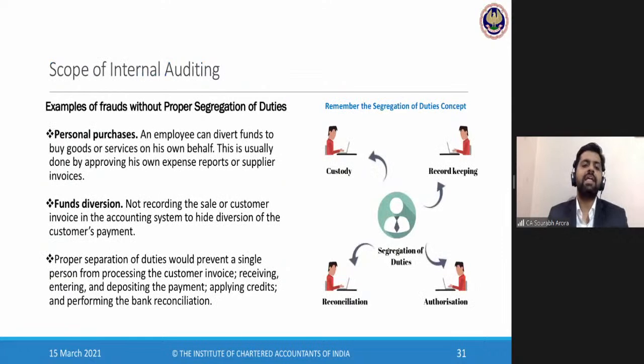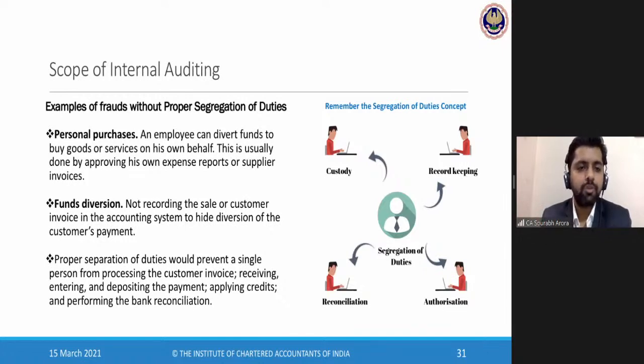Scope of internal auditing, example of frauds without segregation of duties. Please remember the concept of segregation of duties clearly. It would have been discussed in your other lectures of auditing. So segregation of duties means bifurcation of 4 functions: custody, record keeping, authorization, reconciliation. If these are segregated, then you need not worry about the segregation of duties.